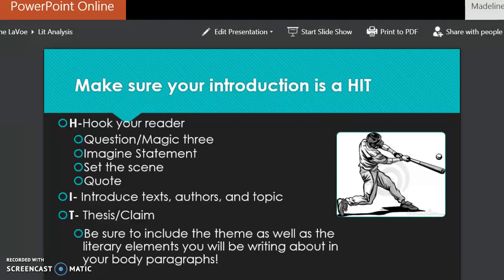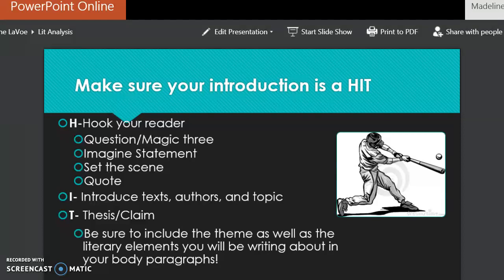Okay, the next step, our I. We're going to introduce our reader to the text that we're writing about and the topic that we're writing about, and we'll also want to include our author's names. So we're going to introduce the texts, the title, and the topic. So what is our big topic that we're writing about for this literary analysis essay? Mike? Growing up. Growing up. So you're going to want to introduce that idea in some way. Maybe you're going to give the central idea of both texts.